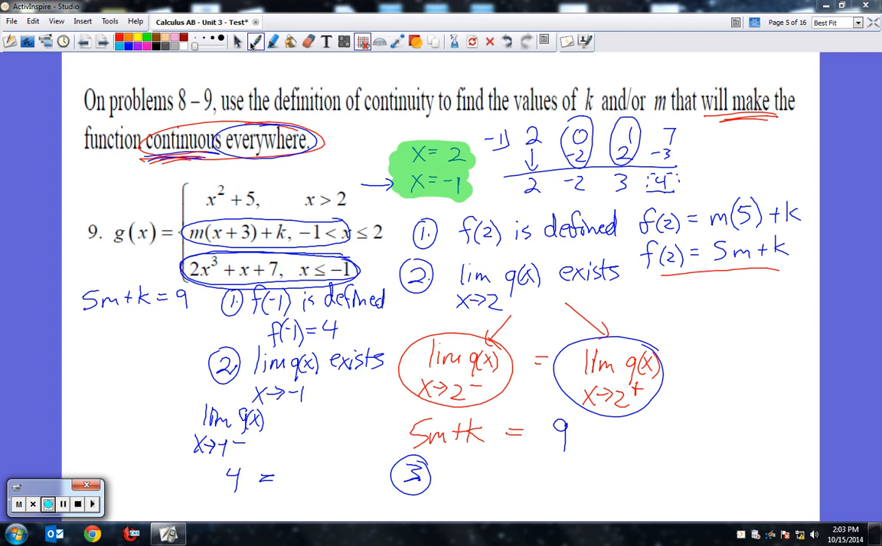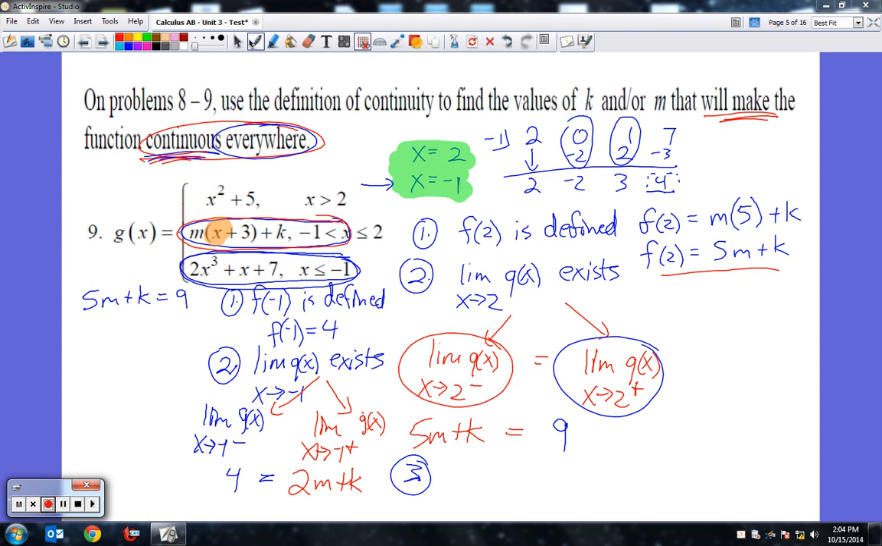And then I'm going to go to the other one. Remember, just like we did on the other example, we're just breaking up this general limit into two one-sided specific limits. So if I look at approaching -1 from the right of this g of x, I'm now going to use this one. This is approaching from the right. So let's put in -1 for our x value. So -1 will be inputted here. Plus 3 is 2, so you have 2m plus k. This is our other equation.